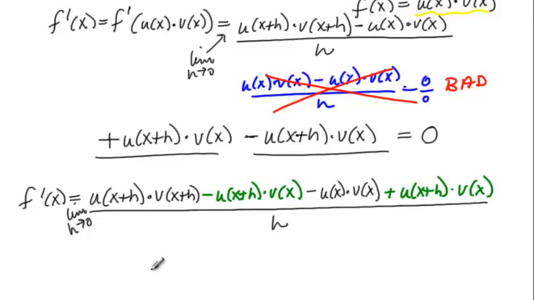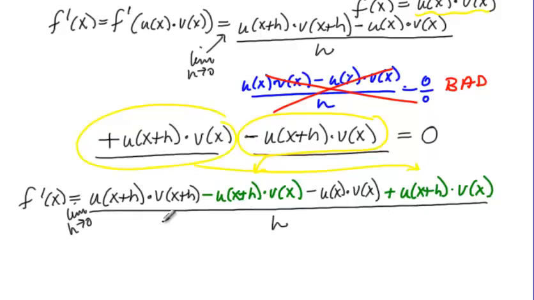When we're in class, you're going to have to make sure I don't forget to do that. All right, so here you can see that I have my minus u of x plus h times v of x right here. I've subtracted that part there. And then I've also added this part here. And then you can tell all the stuff in black is my original definition from up above.